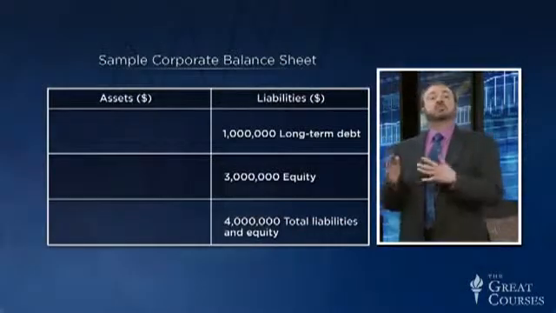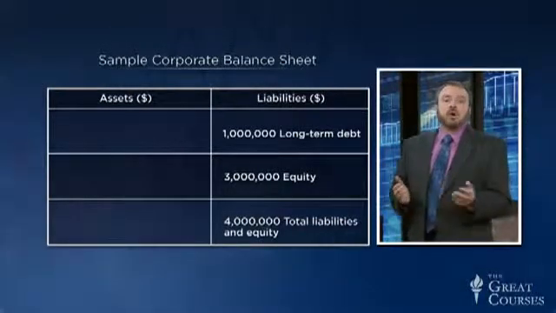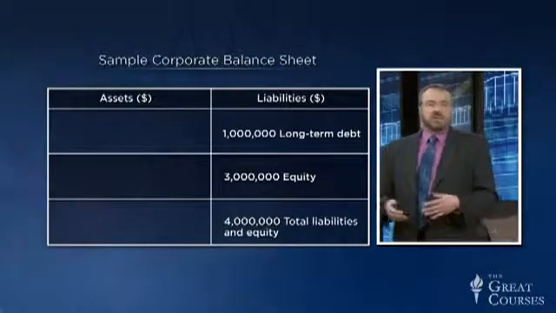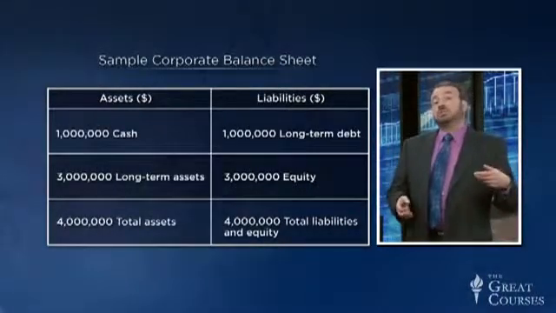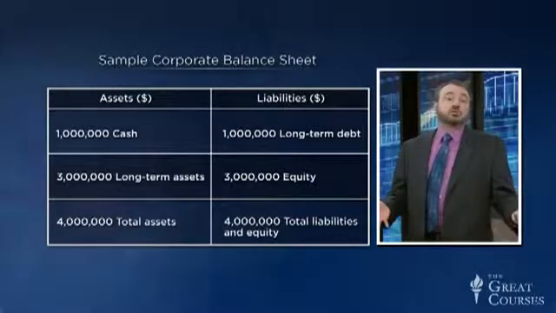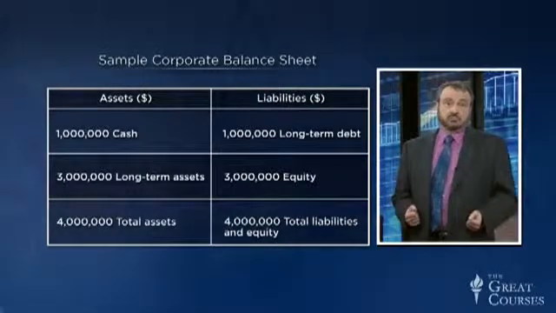Ownership claim. That's where the money came from. What did the company do with it? The answer might be, we still have $1 million in cash, and we used the other $3 million to buy a long-term asset, an office building.